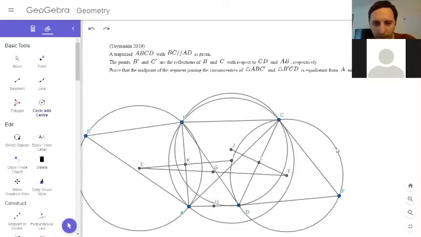So we have a midpoint. So yeah, whenever we have the line connecting the centers of two circles, sometimes we can use Casey's theorem. Let's see. I wonder what the radical axis of those two circles is.